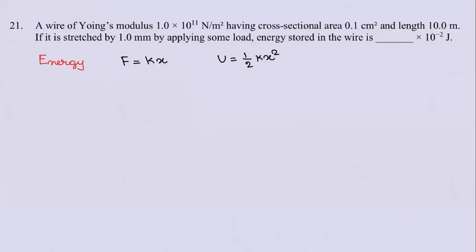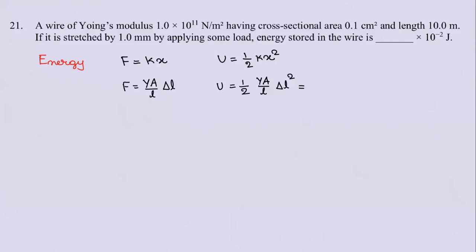So if you convert this formula into elasticity, F is equal to K, which is Y A by L, into X. Similarly, potential energy U is equal to half Kx square. What is K? Again, Y A by L into X square. X should be replaced with delta L square. So this is delta L.